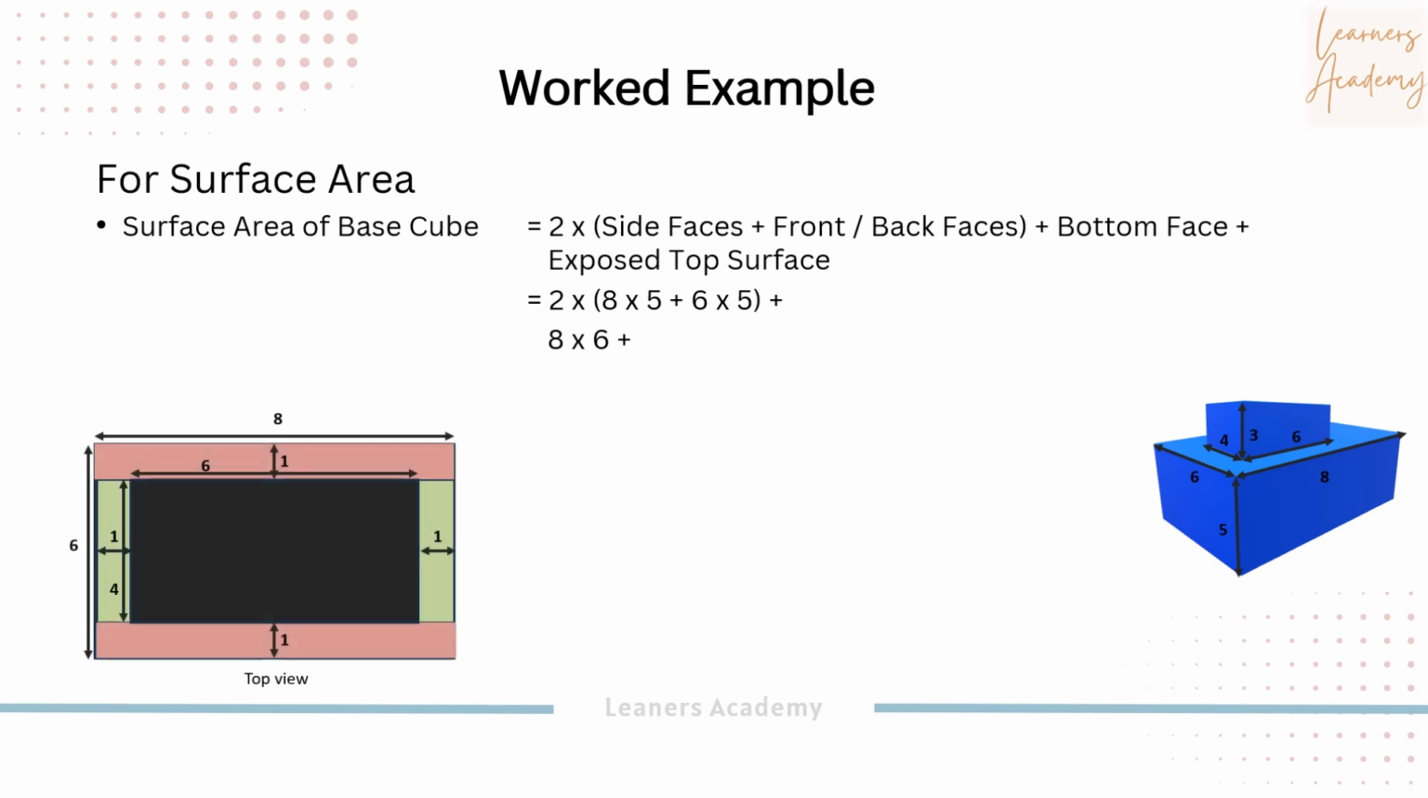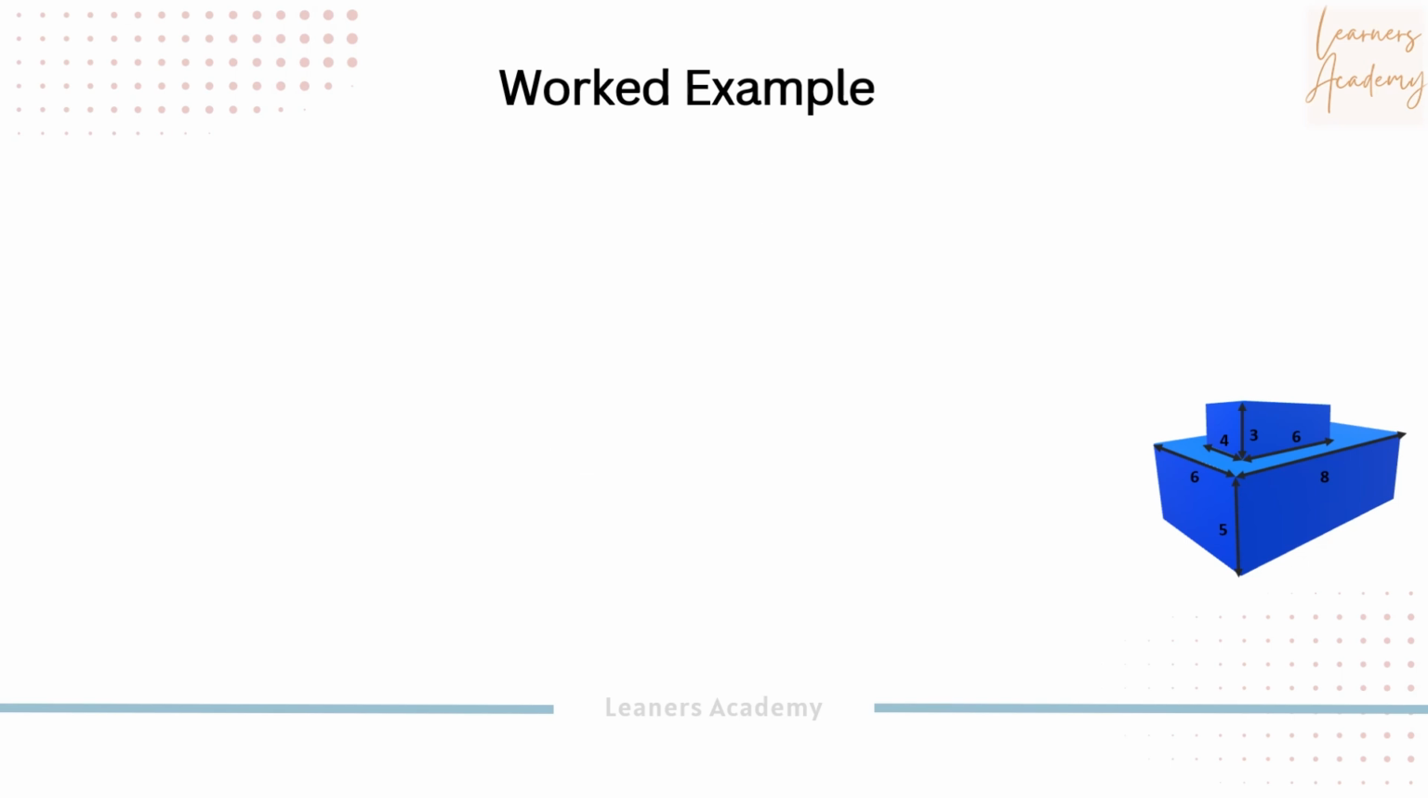Now for the top surface, we will take the top view of this shape. The gray area is the area covered by the top cuboid on the base cuboid. Now, as we can see, there are two regions, one in pink and one in green, which are exposed. So for both the surfaces, we take 8 into 1 and 4 into 1, multiplied by 2. Adding all of them up, we get 140 plus 48 plus 24, which comes out to be 212 unit square.